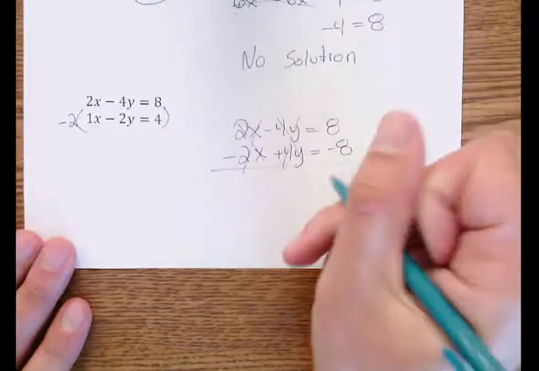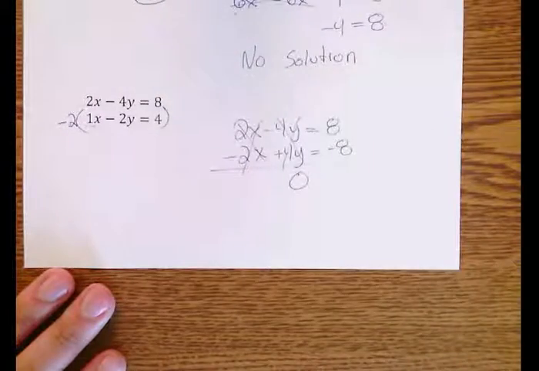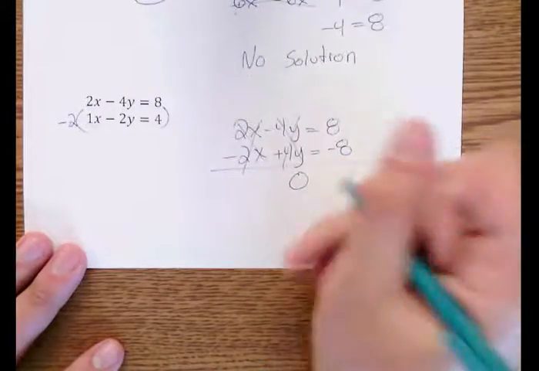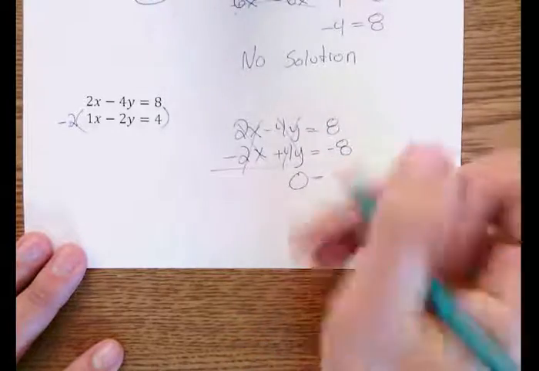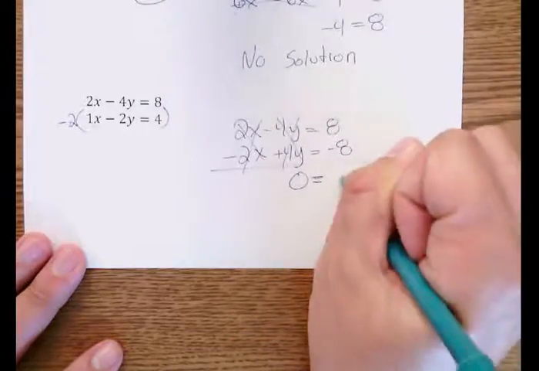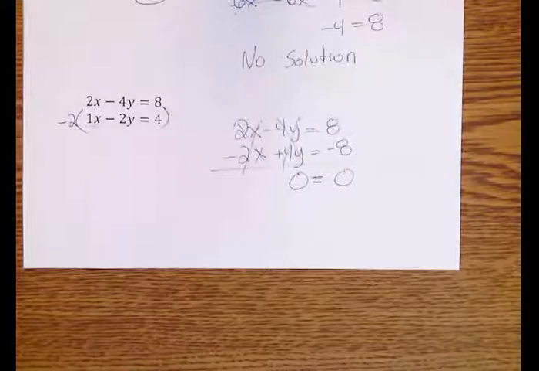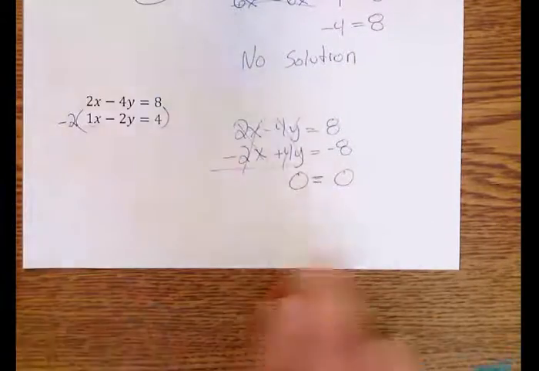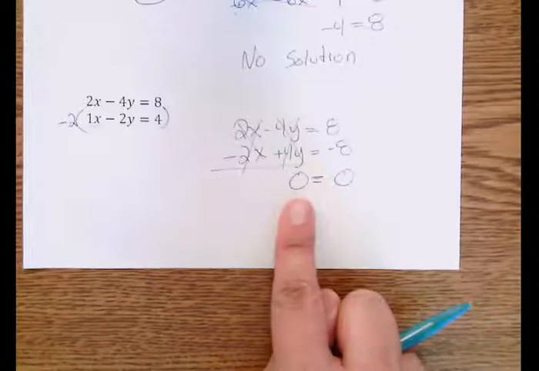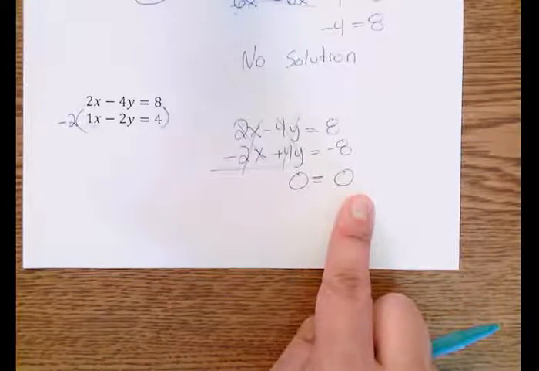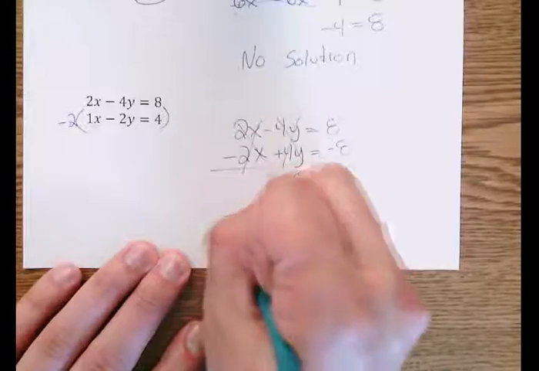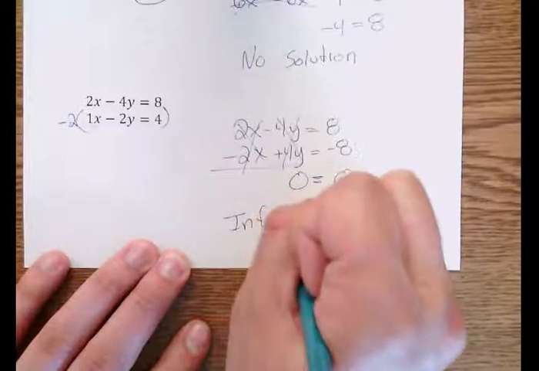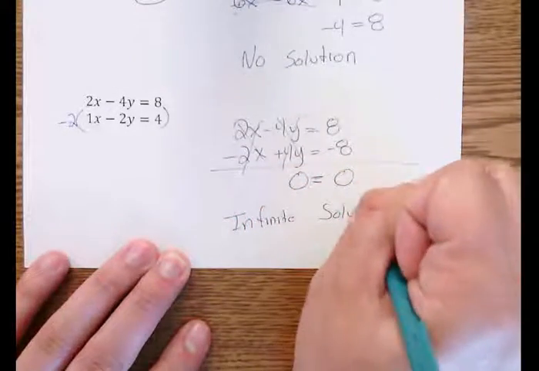So all I'm left with is 0. On the right side of the equal sign, I have 8 minus 8, which is also 0. So when you get 0 equals 0, this does not mean you did it wrong. This is totally fine. When is 0 equal to 0? Always. So what this means is infinite solutions.